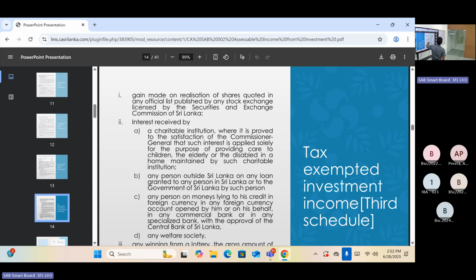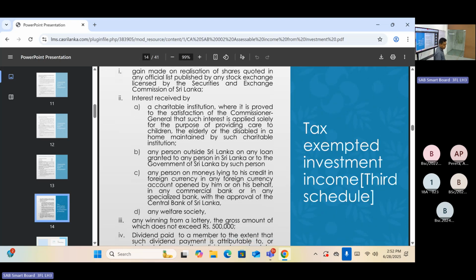Interest received by any charitable institution: interest is part of taxable income, but for a charitable institution, where it is proved to the satisfaction of the Commissioner that such interest is applied solely for the purpose of providing care to children, the elderly or the disabled in their home maintained by such charitable institution, in such case that interest is also tax exempt. Just like a children's orphanage or an elderly home keeping a deposit in the bank and getting interest income, if they satisfy the Commissioner that the interest is used solely for the maintenance of the home, that interest is tax exempt.